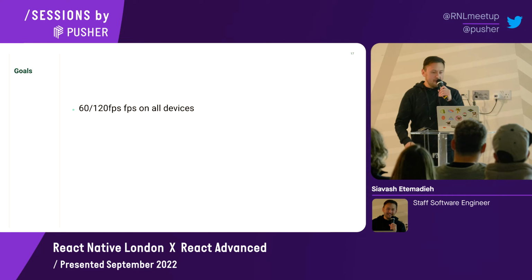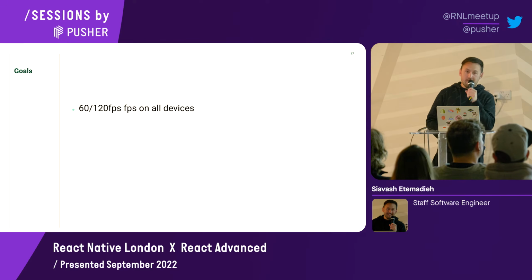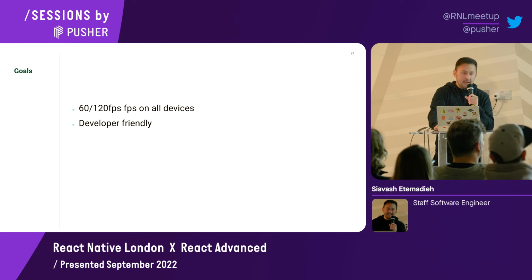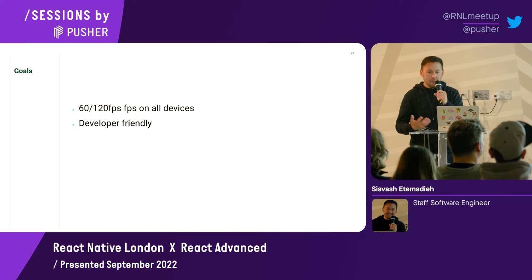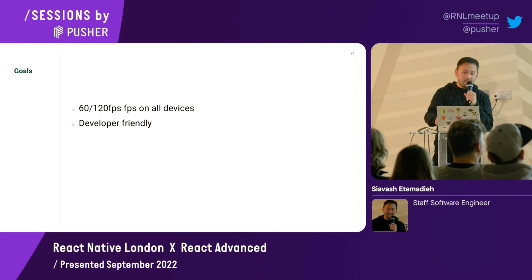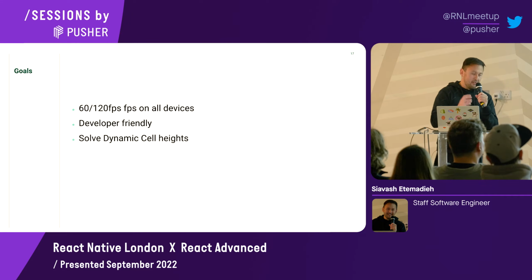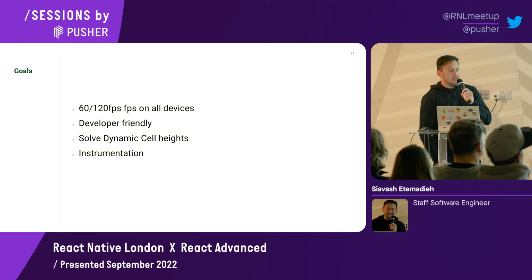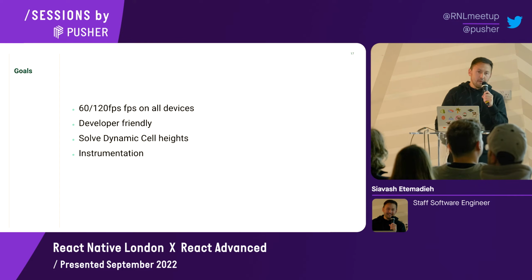Okay. So our goals were we wanted 60 FPS on any device. And of course, a lot of the modern devices are 120 FPS, so we wanted that as well. Now, we've got so many teams at Shopify that have to implement lots of different lists, so it had to be developer friendly. It couldn't take a week to build a list every time. And we wanted to solve the dynamic height issue that we kept seeing with FlatList. And instrumentation and performance and measuring is very important to Shopify, so we had to have a great story for instrumentation.